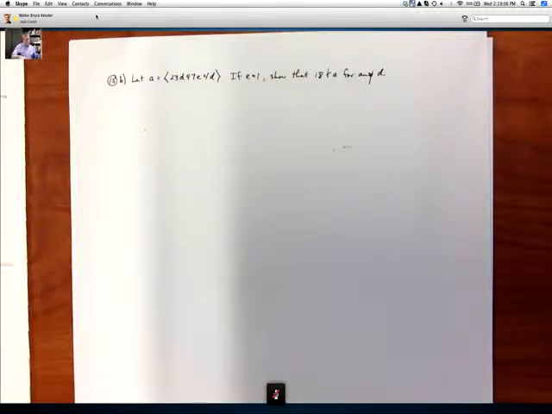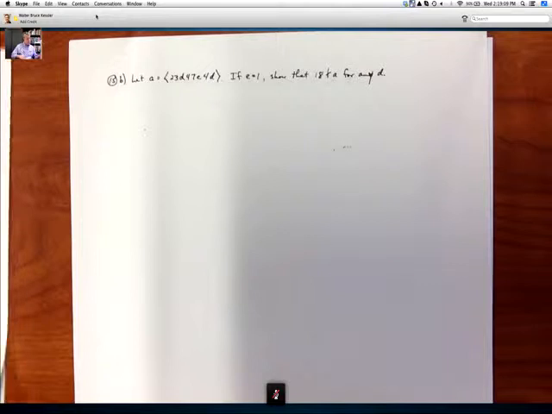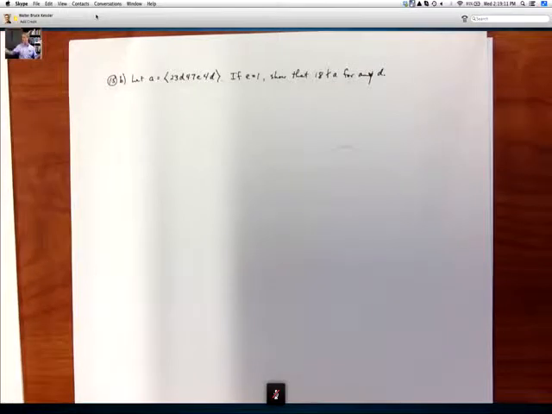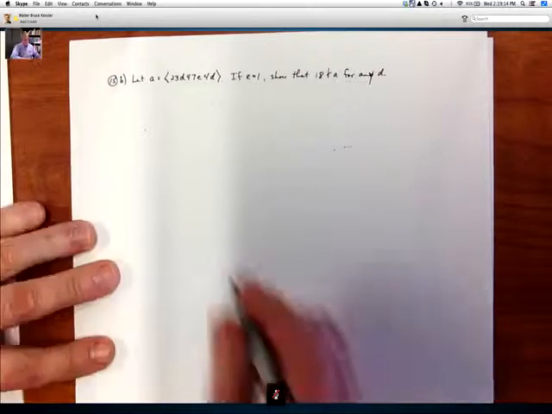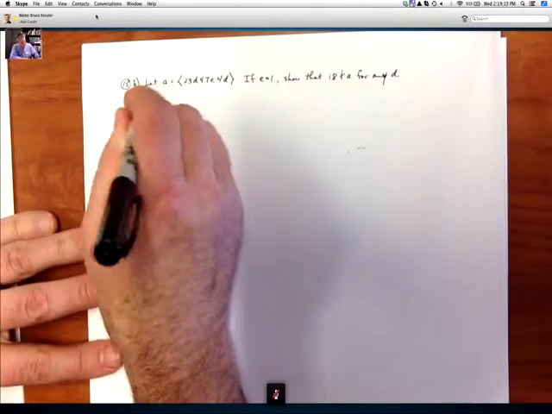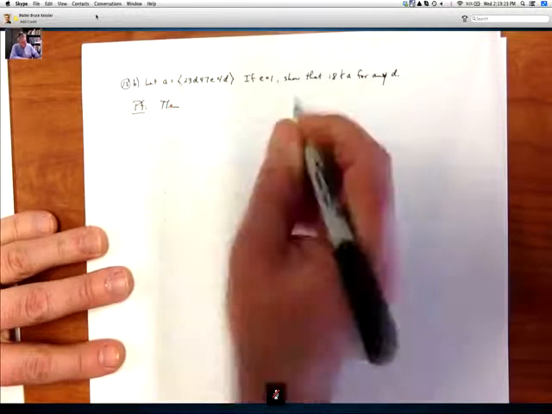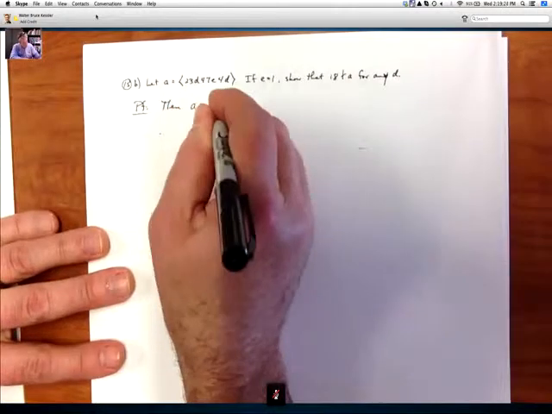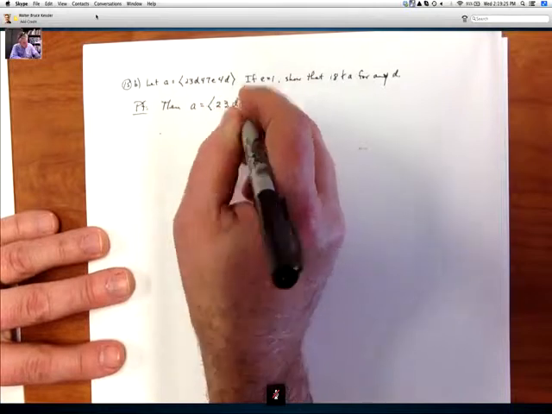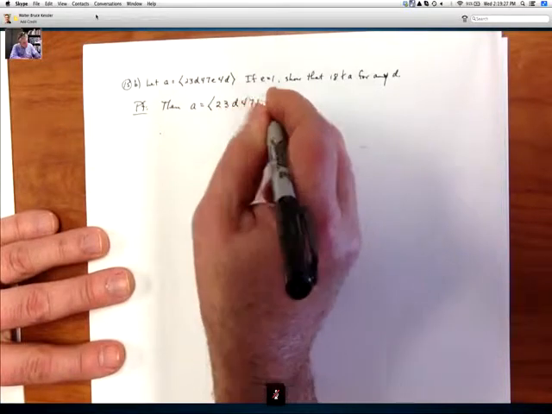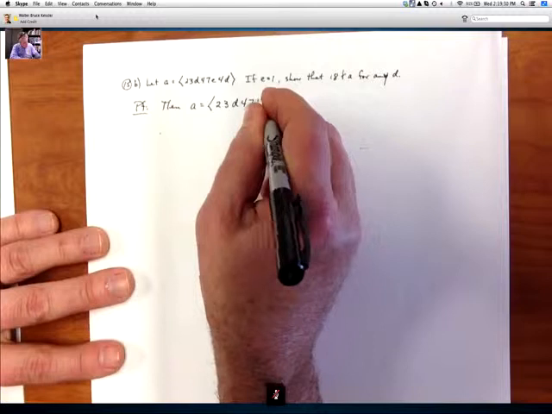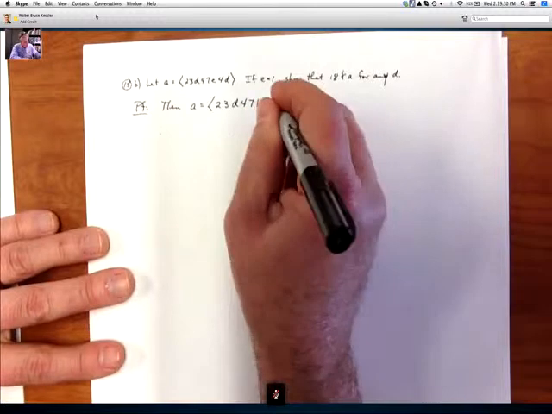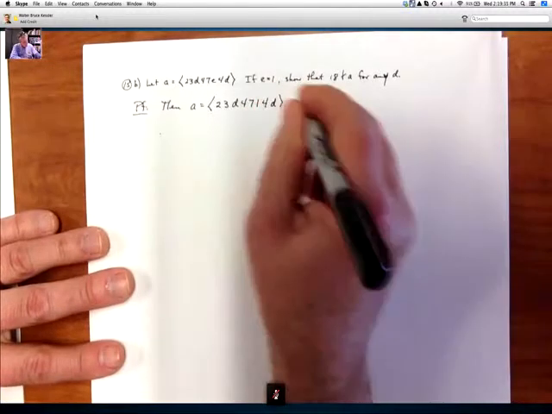15b says, okay, let E be 1, and show that nothing works. All right. Well, similar setup, right? We put that E equals 1 in there, so A is 2, 3, D, 4, 7, 1, 4, D.